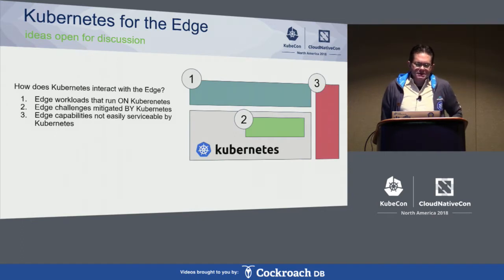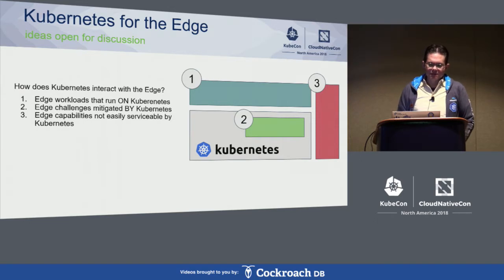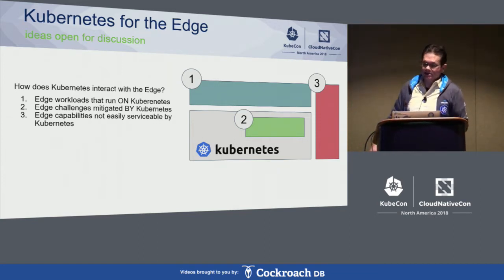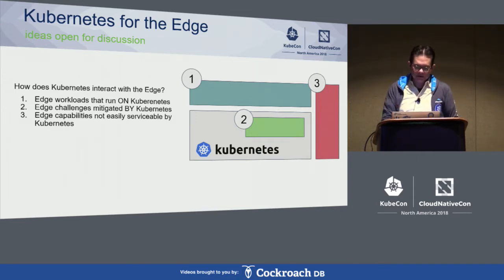So some of the things we're going to talk about here are these three concepts: classes of edge workloads that can run on Kubernetes today, challenges for existing edge loads that might be mitigated by Kubernetes, and then capabilities that at least today can't easily be serviced by Kubernetes. I'll drive, Preston, while you take over here, and just tell me when you want the slide to advance. Sure.